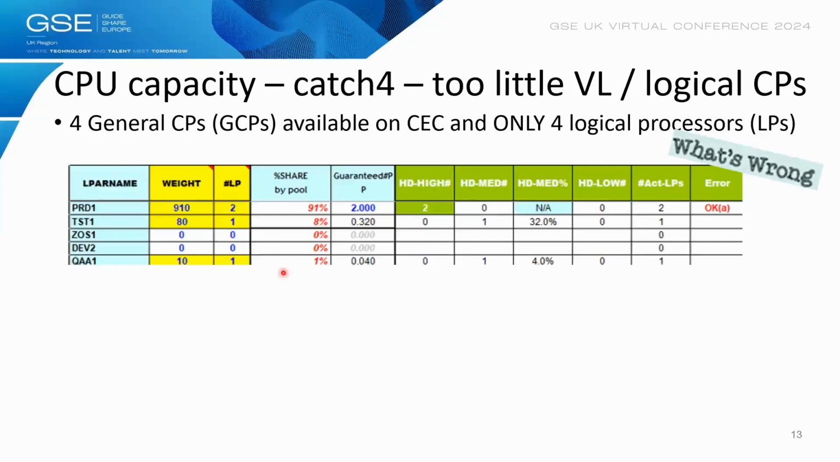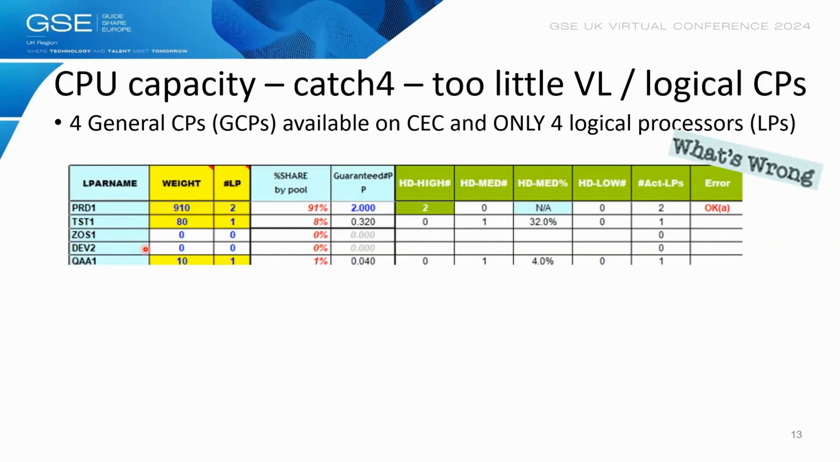Okay, so what is wrong here? This customer had just 4 GCPs available on the box, and they defined only 4 logical processors. As you can see, they had the weight for the production LPAR at about 91% of the full capacity of the box, right? But they only had 4 general CPs and 4 logical processors.